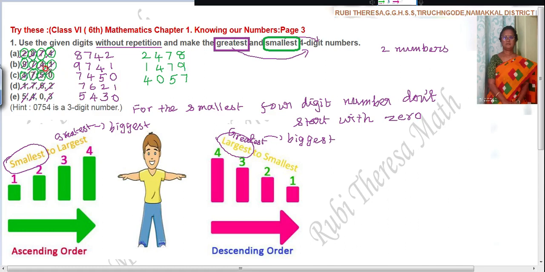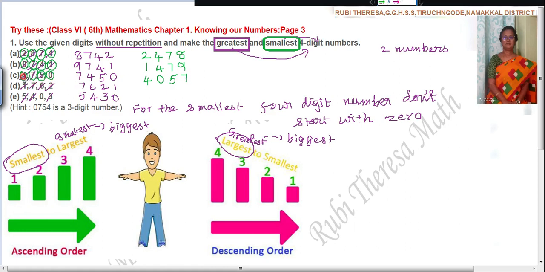So when they are giving the number 0, you should be very careful. For the smallest, don't start with the number 0. But for the greatest, you can end the number with 0. For the smallest, you should not start with it. So leaving out 0, you compare the remaining numbers. Among those numbers, find the smallest and write it. After that, you write 0. Then, as usual, you do it. Do you follow? Next one here.